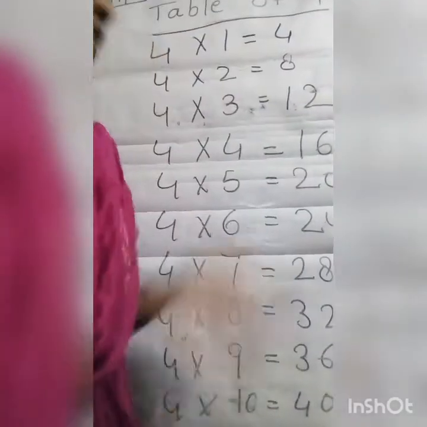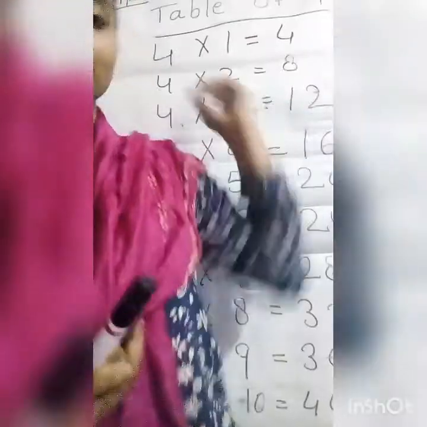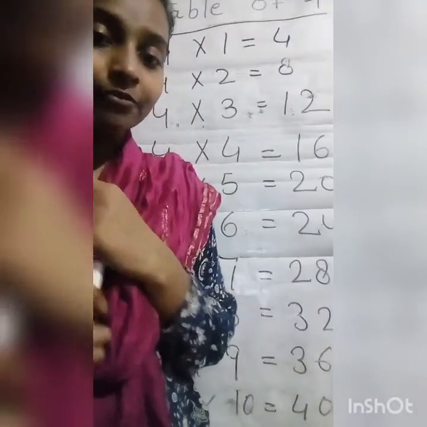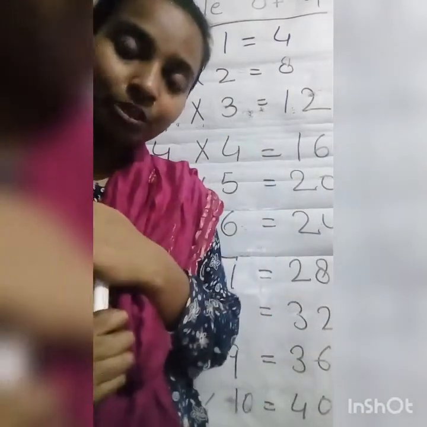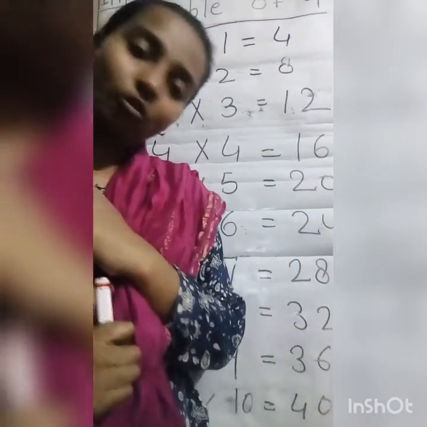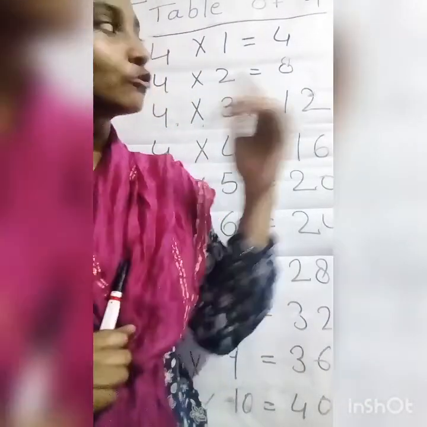Now children, this is the table of 2, 3 and 4. In homework, I give you this table of 4, and you all have to write this table of 4 again in your notebook and learn this table also. Okay children, your homework is to learn the tables of 2, 3 and 4.